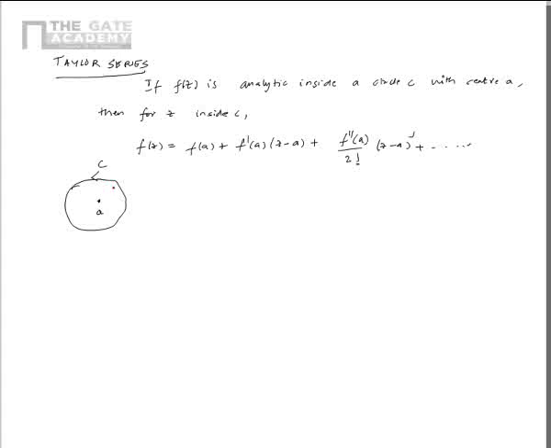So what it says is f of z is any function which is analytic inside this circle. Then for any z inside C, if you know f of A and the derivatives of f of A, you can always express f of z in terms of f of A and the derivatives of f of A like this. So this is your Taylor series. So let's solve one problem.